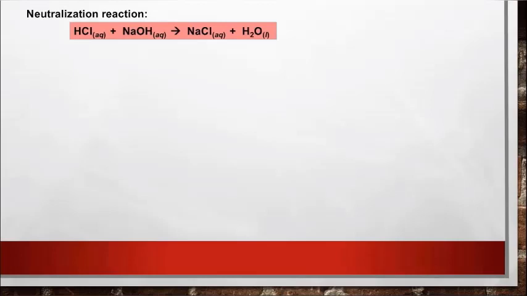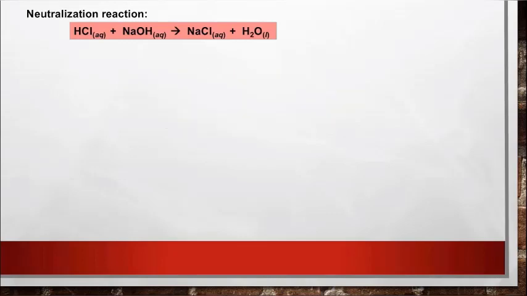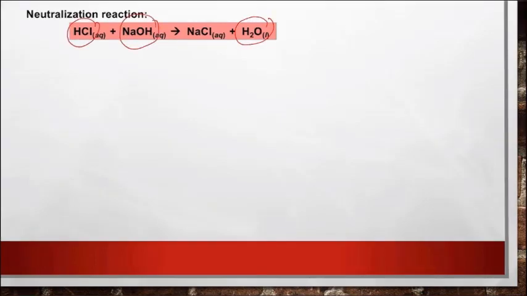1404.9 joule. Just a little reminder, the definition of enthalpy of neutralization is the heat released when 1 mole of water is formed from the reaction between acid and base. In this case, 1 mole of water is formed when 1 mole of HCl reacts with sodium hydroxide. That means you have to calculate the number of mole of both HCl and sodium hydroxide in order to know how much heat is released in the formation of 1 mole of water.